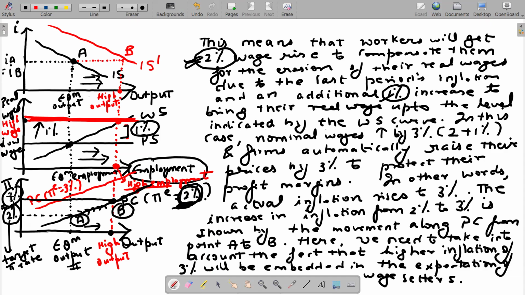Okay, so what will happen to the Phillips curve? The Phillips curve will now shift to the red Phillips curve because workers will start expecting inflation to be 3%. When the actual inflation is 3%, workers will also start expecting inflation to be 3%. That means the Phillips curve will now shift up. So I can now erase the initial portion, hoping students have made notes in the beginning.